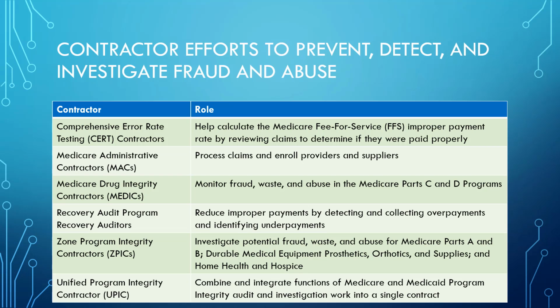In addition, the federal government has hired contractors, private companies, to look at our claims, look at our billing patterns, and try and identify and detect fraud or potential fraud, and as a result, come in and audit us. You may have heard of some of these programs: the Comprehensive Error Rate Testing Program, or CERT, the Medicare Administrative Contractors, or MACs, the Medicare Drug Integrity Contractors. We've all heard of RAC Auditors and Recovery Audit Program, Zone Integrity Program, Unified Program Integrity Contractors.